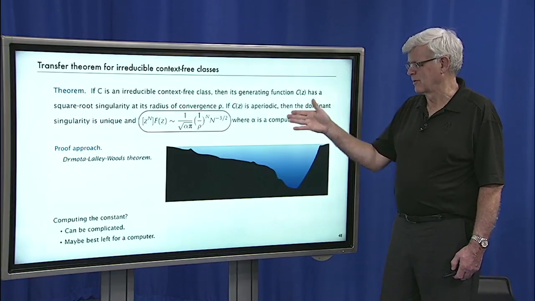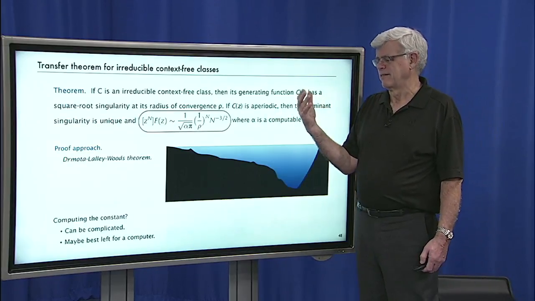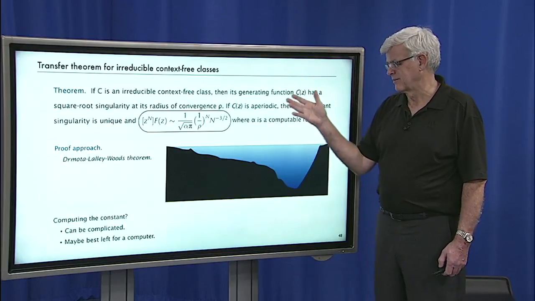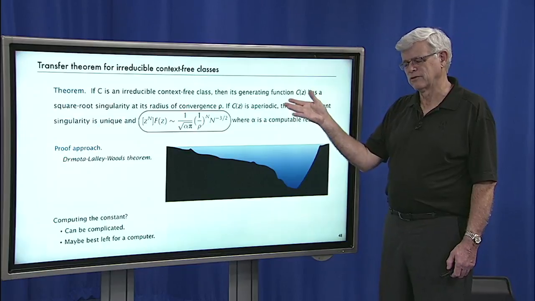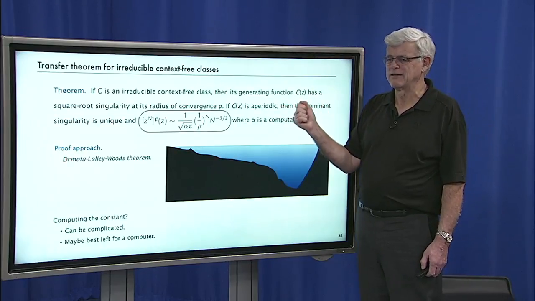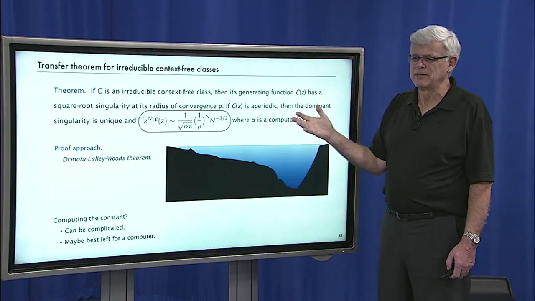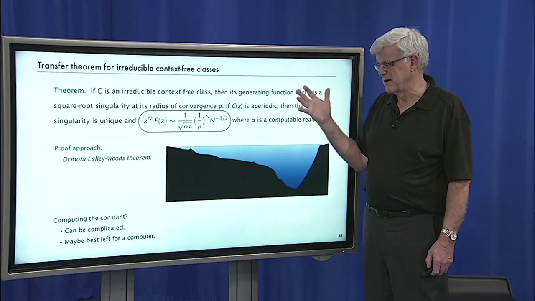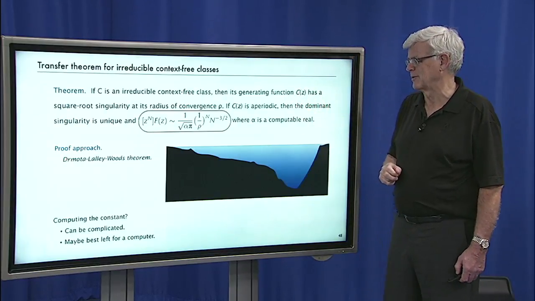But still, it's important to know that the existence of such a theorem is real. This square root of pi n to the minus 3 halves asymptotics is really universal in a very broad sense, and it's proven for many, many examples of combinatorial classes.